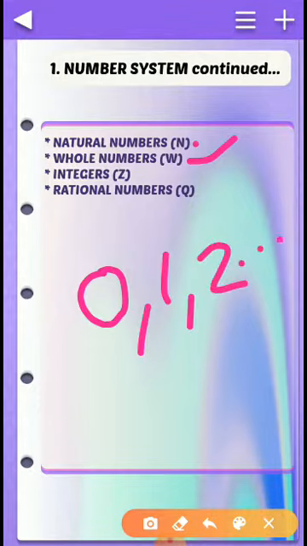So I can say that every natural number is a whole number, but every whole number is not a natural number, since 0 is a whole number but 0 is not a natural number.